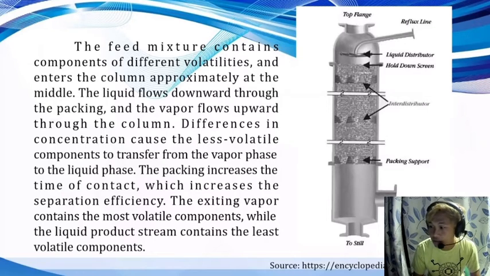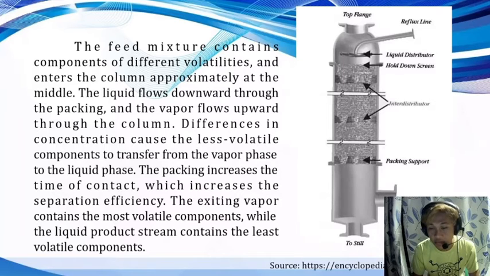So in standard packed absorption columns, a gas mixture travels up through a gas absorption tower, and the solute is transferred to the liquid phase and thus gradually removed from the gas. The liquid accumulates solute on its way down through the column. So this is the image of a packed distillation column with its parts. So this is the flange, the reflux line, the liquid distributor, the hold down screen, the interdistributor, the packing support, the vapor inlet, and this is the pipe to still.